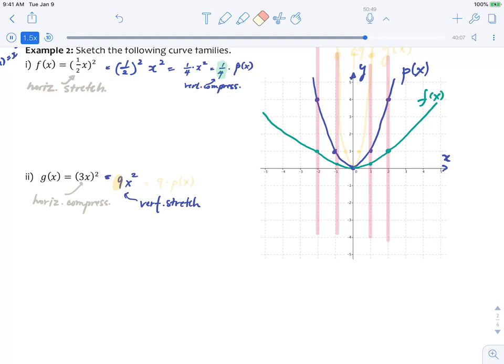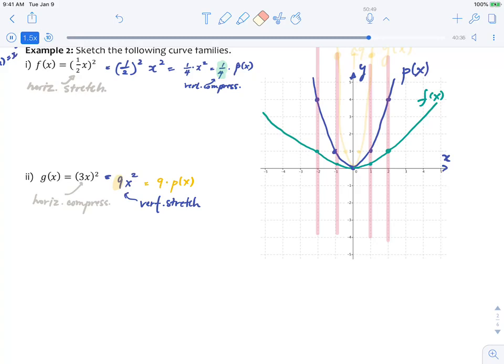It doesn't look like this is easy to graph, actually, because it's a 9x squared, right? You can either look at this, as we said before, if you leave these brackets untouched, as a horizontal compression. You can see it that way. But if you square the 3, it comes out, and you can see it as 9 times the parent function, 9 times p of x, which shows you that it's a vertical stretch.